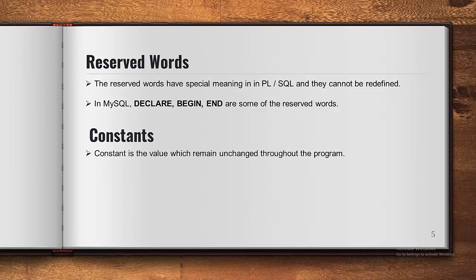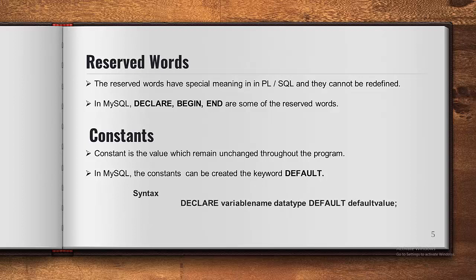And what about the constants? If I want to create a constant in MySQL, then I have to use the keyword DEFAULT. As you already know what a constant is, a constant will not change, whereas the variables will change. So if I want to create a constant in MySQL, I have to use the keyword DEFAULT, and this is the syntax for that: DECLARE variable_name data_type DEFAULT default_value. Whatever value you want to give, you can give over there.